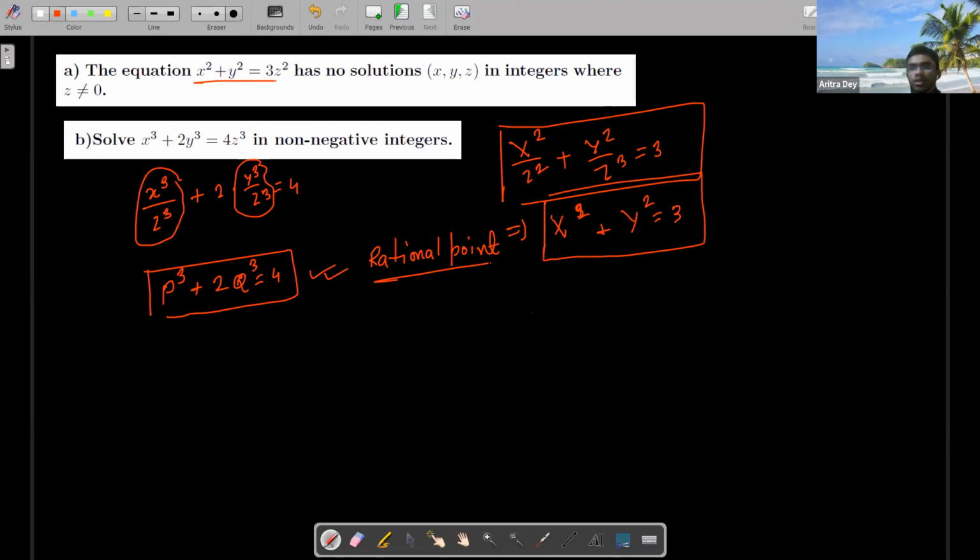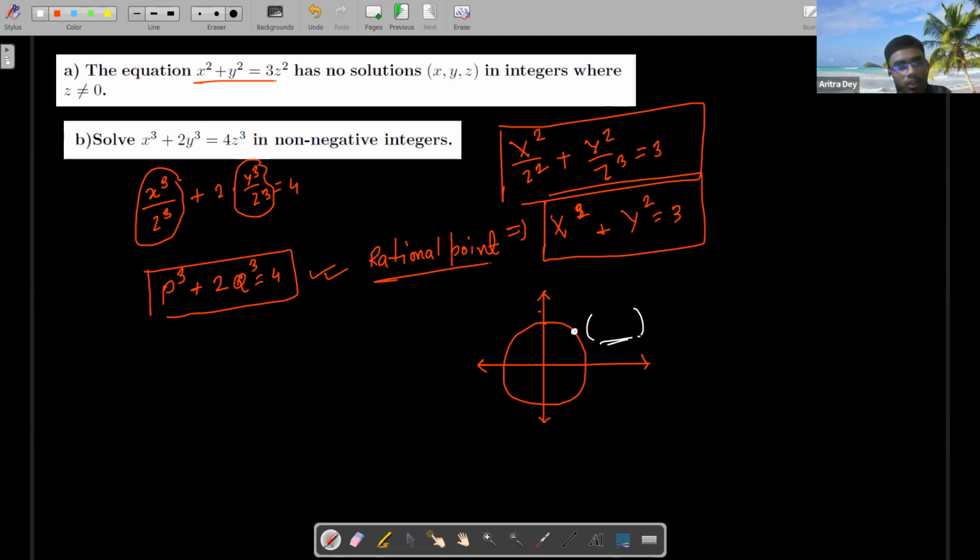This particular problem can be stated like this: on the circle of radius root 3, taking the origin as the center, there is no point whose both coordinates are rational numbers, right? Those people who are much interested in research mathematics know that there is a branch in mathematics called elliptic curves and rational points on elliptic curves. In that case, we basically study this type of thing.